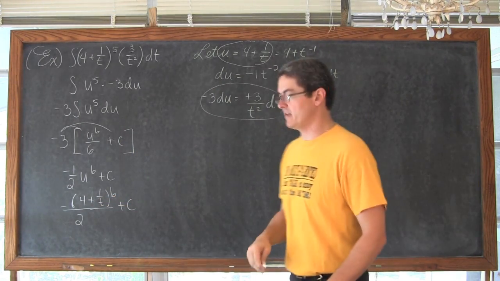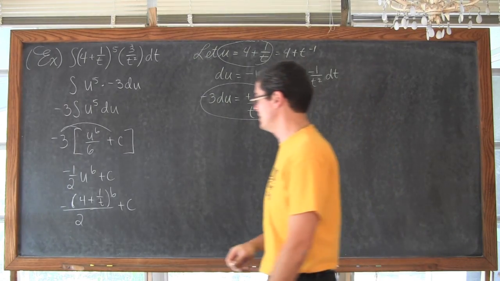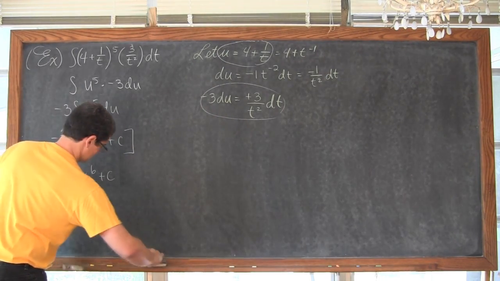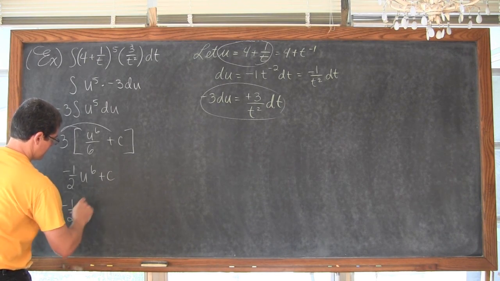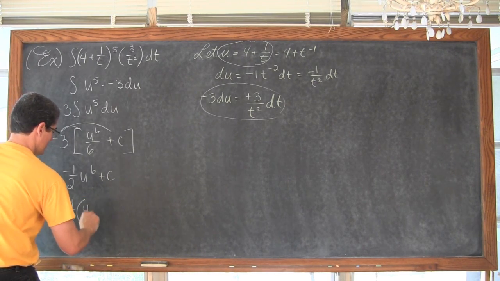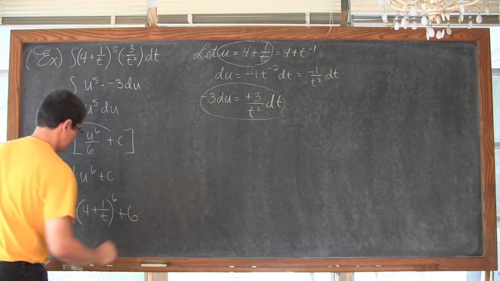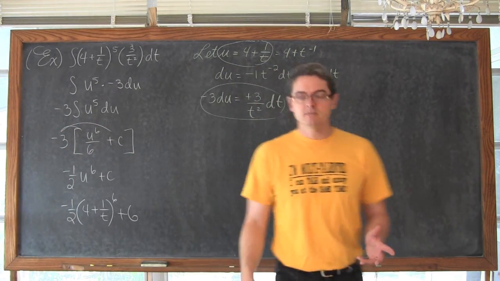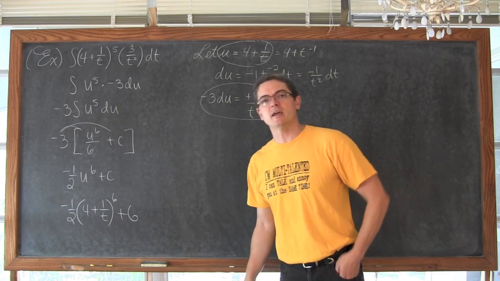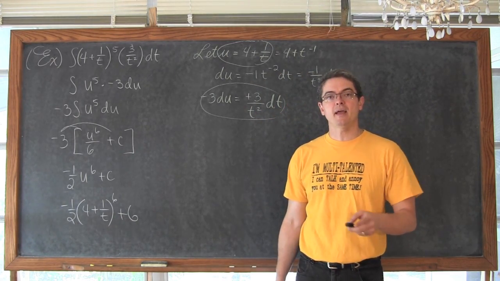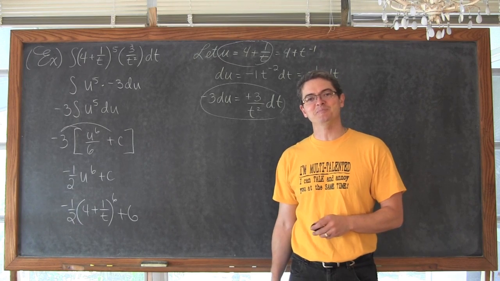I don't really like the way I'm writing that. Let's take the negative 1 and move it out front and just write it like this. Negative 1/2 times 4 plus 1 over t to the 6th power plus c. Okay, now that was maybe a little bit complicated. It's always a good idea to check your work, so let's just step off, put that check up, and get to the next example.